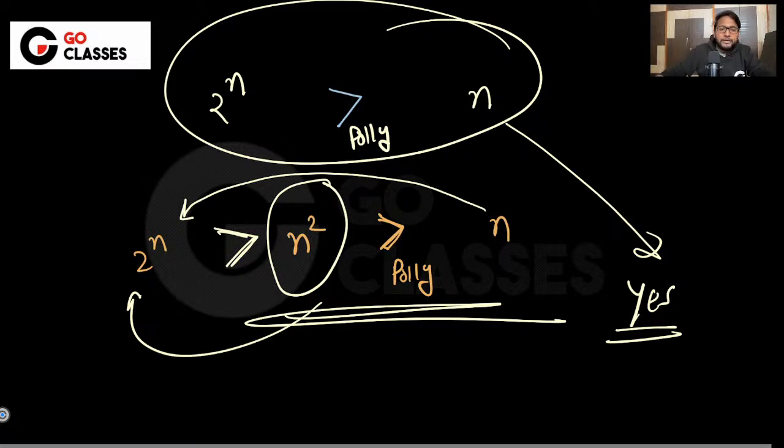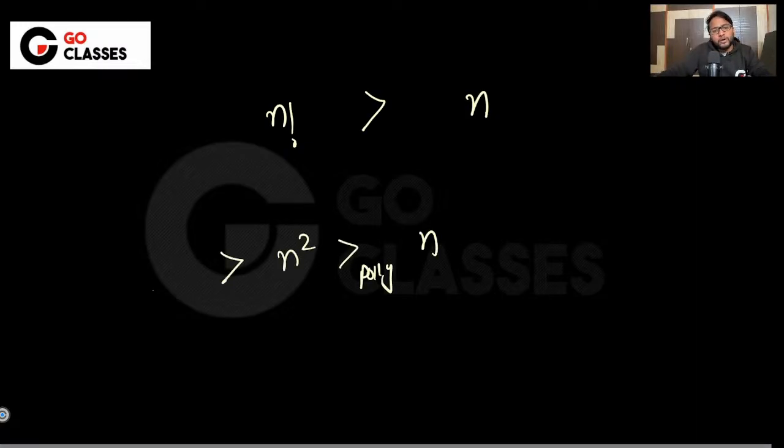Tell me, let's suppose I ask you n and n factorial, is this polynomially greater? Obviously, yes. Why? Even n square is polynomially greater, then why not n factorial? By transitivity, you can say this is also polynomially greater. And what is the formal definition of polynomially greater? Let me just tell you.